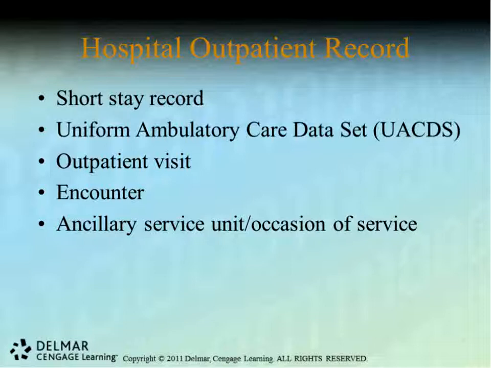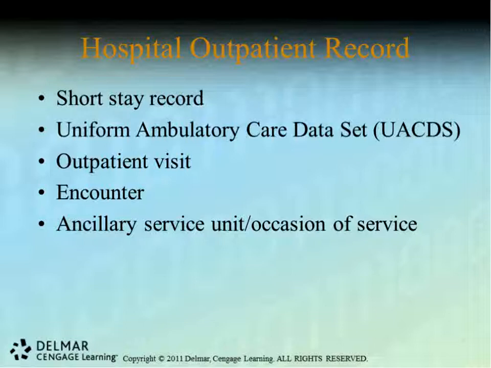Now, we talked about data sets, and with the hospital, they use a UHDDS, but in ambulatory care, they use what we call the Uniform Ambulatory Care Data Set, UACDS. Basically it's the same principle behind it, but it's just for ambulatory versus a hospital. It lays out the minimum core data that needs to be captured in an ambulatory setting for outpatients.